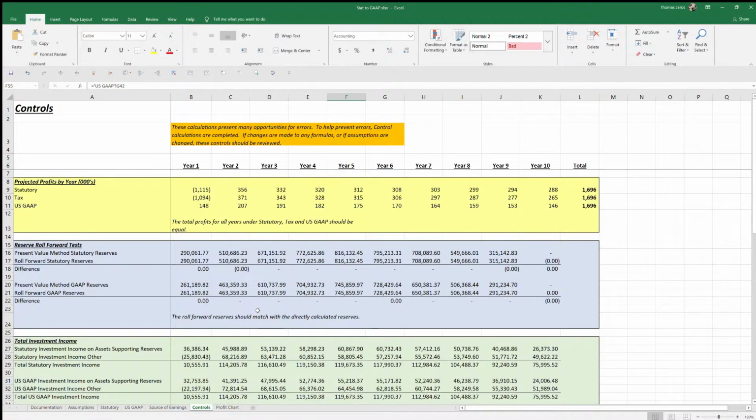Well, there you have it. Those are the controls that are being shown up here. You can come up with additional controls.